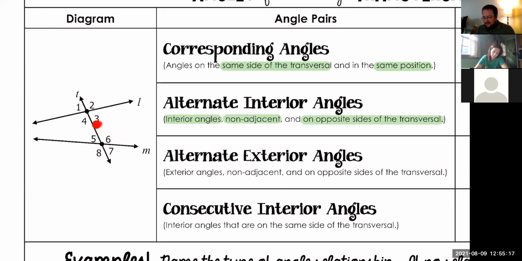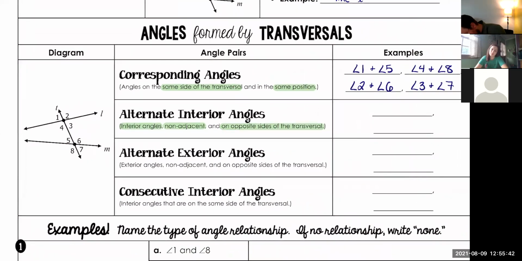But I wouldn't say 3 and 4, even though one's on the left, one's on the right, because they also cannot be adjacent. Angles 3 and 4 are adjacent. So if 3 and 4 can't be paired, what's going to be paired with 3? 6. Careful. 3 and 6 are on the same side of the transversal, so they're not alternate. 3 and 5. And then what would pair with 4? Six. So angles 4 and 6.